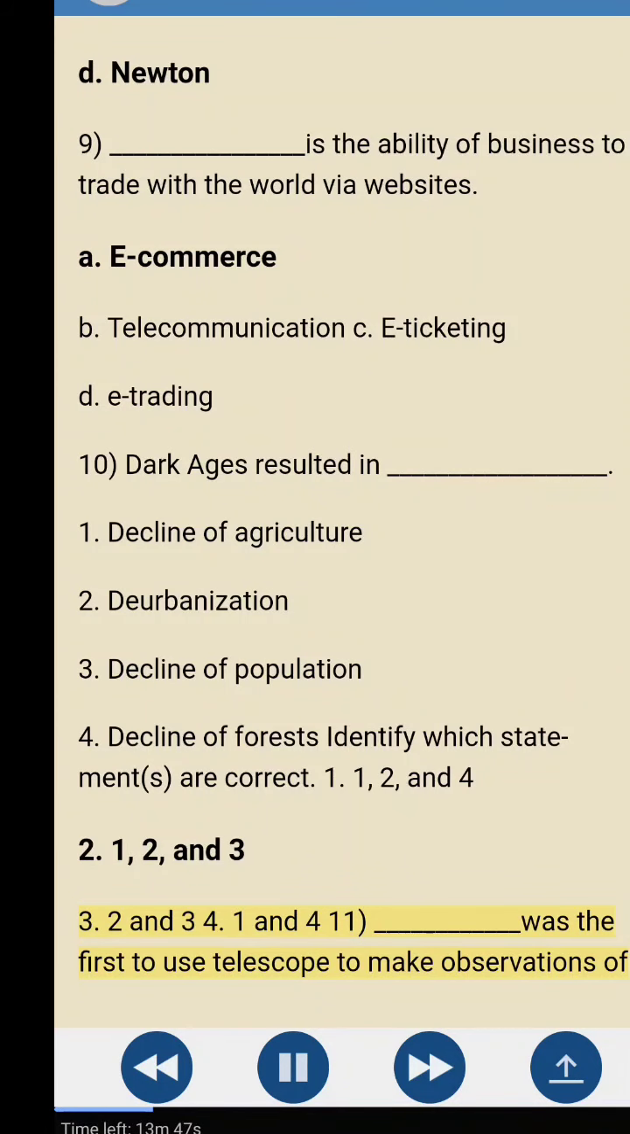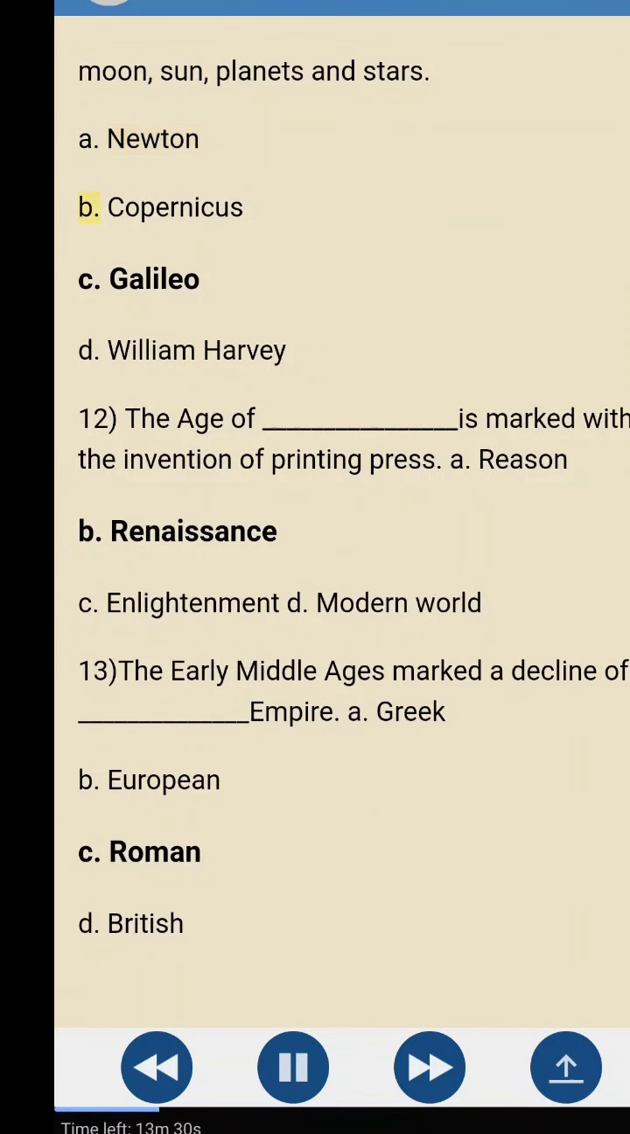stars. A. Newton. B. Copernicus. C. Galileo. D. William Harvey. 12. The age of blank is marked with the invention of printing press. A. Reason. B. Renaissance. C. Enlightenment. D. Modern world.